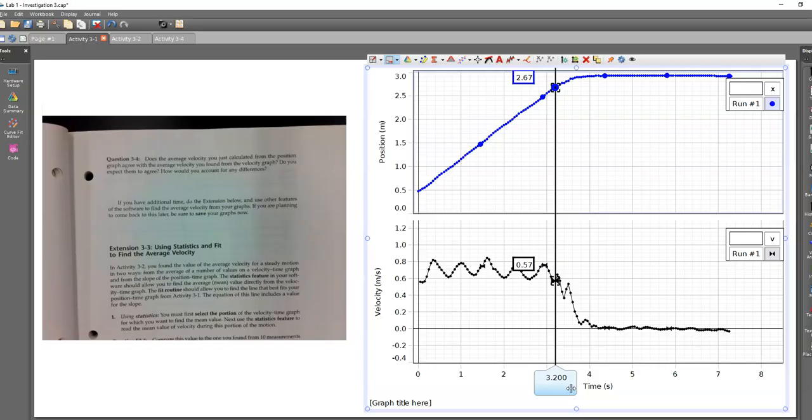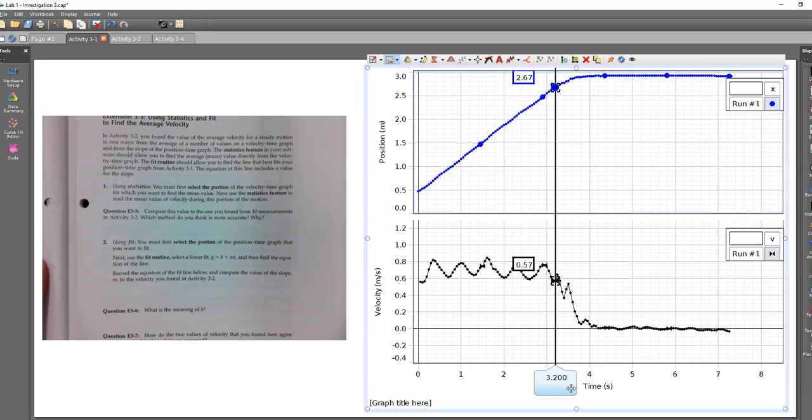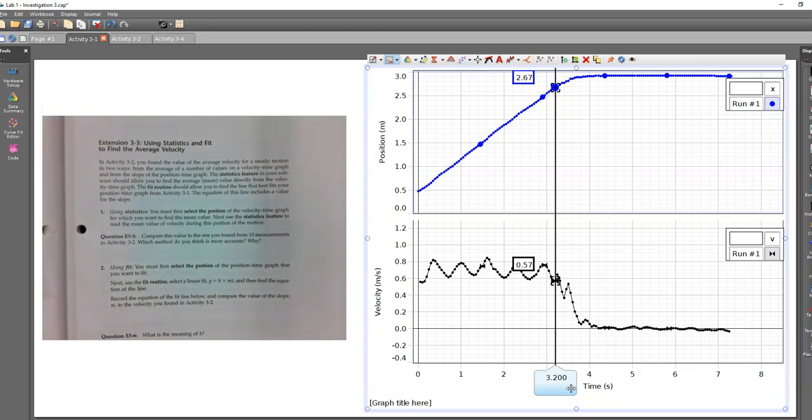Okay? Now, I'm going to go ahead and do the extension here, 3-3, because here's the cool thing. We can do this stuff mechanically. We can do this stuff by hand. But computers are certainly programmed to do stuff like this as well. So let's take advantage of the computers. It turns out that the software has statistics functions that I can take advantage of. So I'm going to turn this off. And here's what we're going to do.